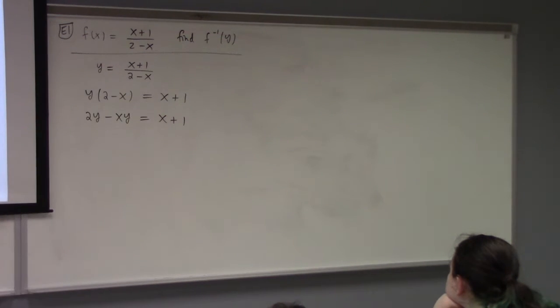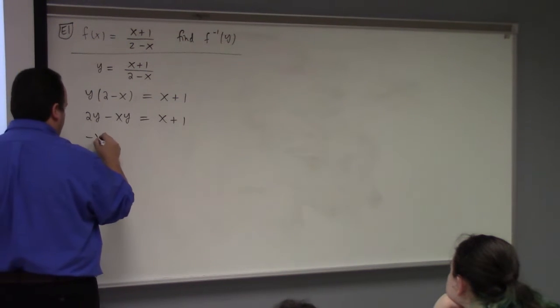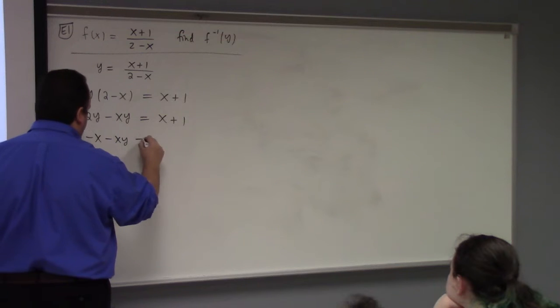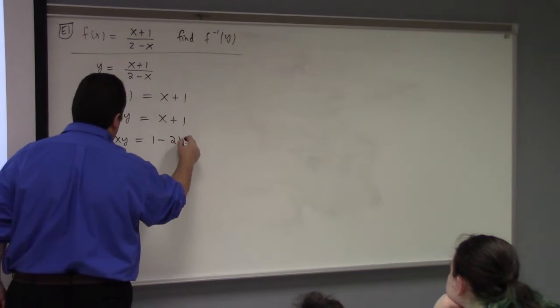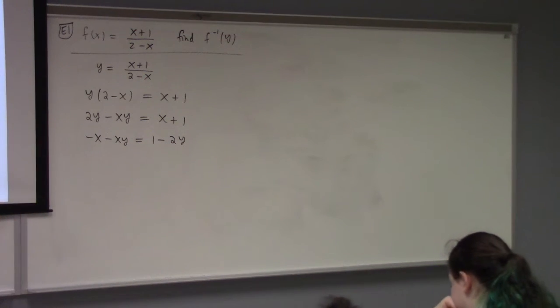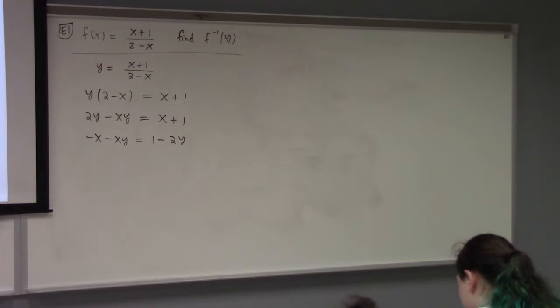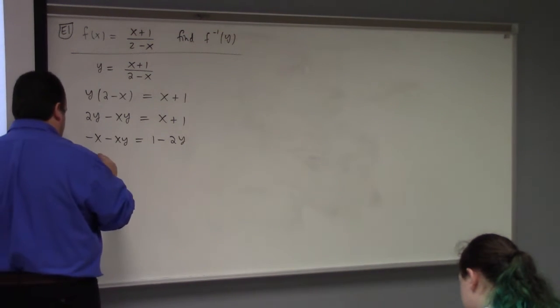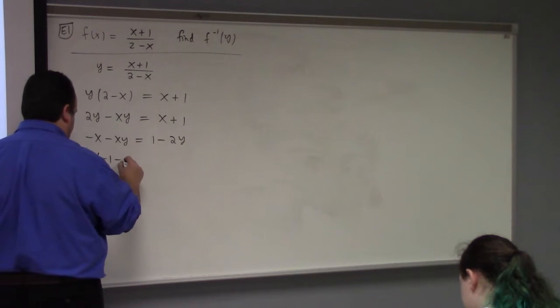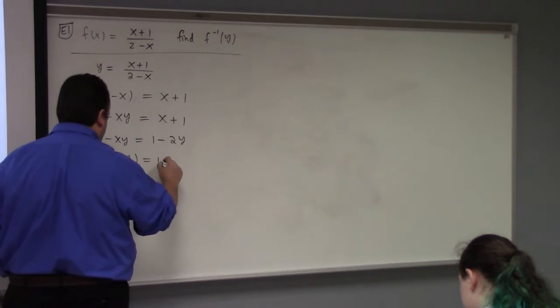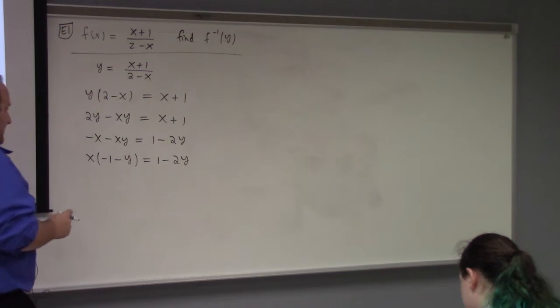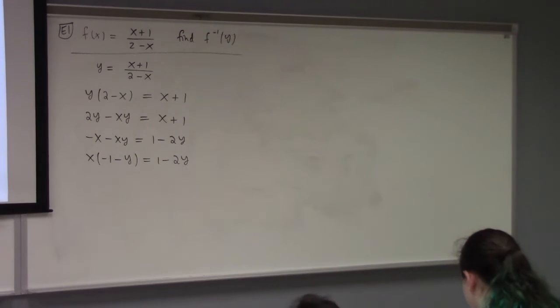Put all the x's on one side. So I'll subtract x over here. I got that, yeah. Then factor x out, right? So I've got x times what? x times minus 1 minus y. Now I can solve for x, yeah?